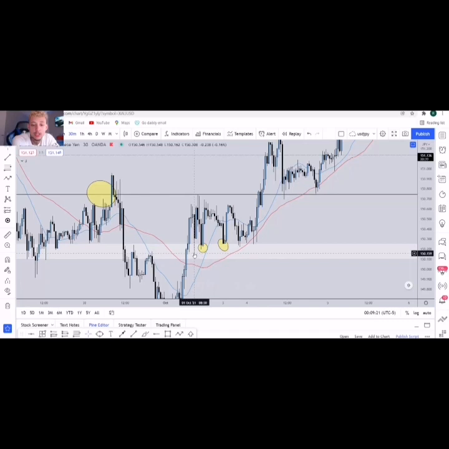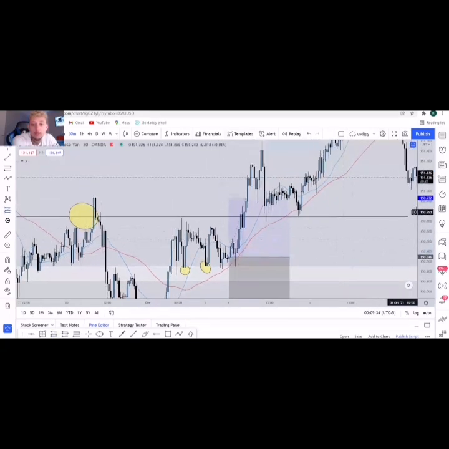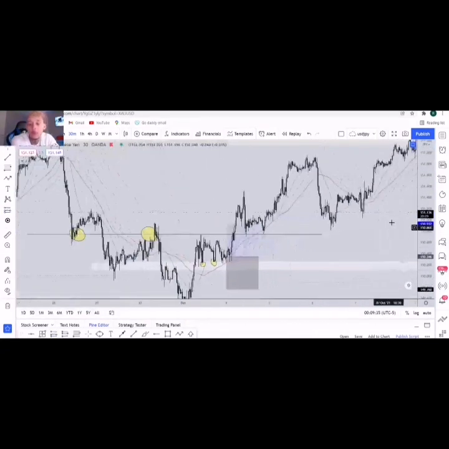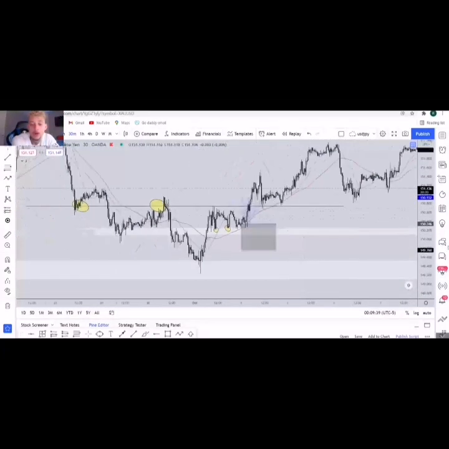Notice support being rejected 1, 2, 3, 4 times. Then we have a 5th rejection with an engulfing candlestick, right? So this would have been my entry point here. Now you have to remember, you have to ask yourselves, before you enter the market, where are you going to get out if you're wrong and where are you going to get out if you're right?